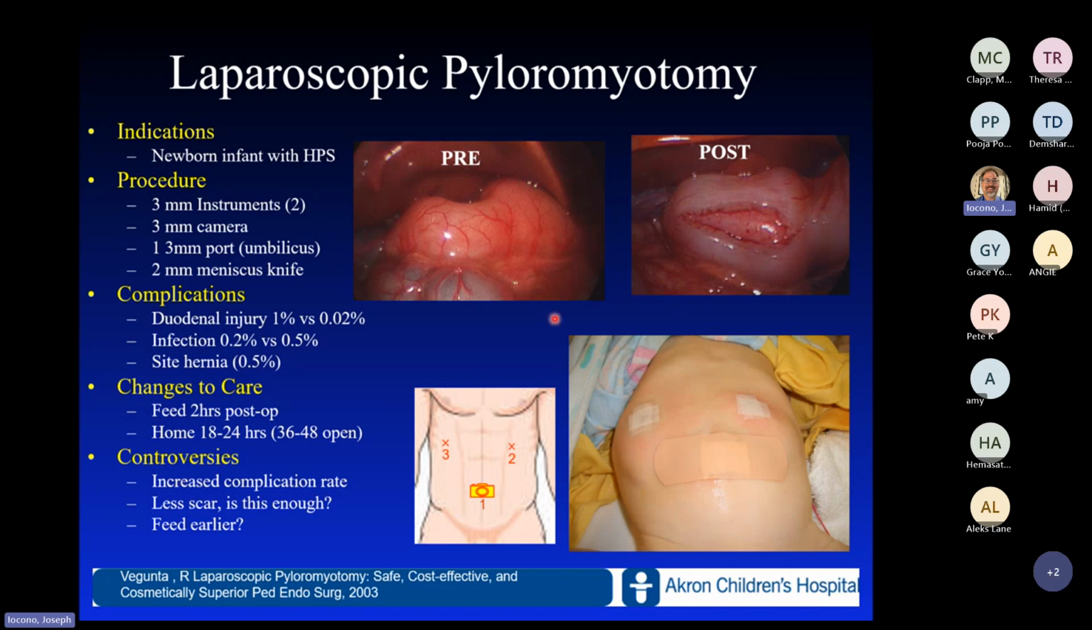Okay. Now, the other thing we learned when we started doing this with the cameras is that you can feed the kids earlier. We used to make them wait and do a bunch of feeding regimens. Now they just feed immediately. And whether you do them open or laparoscopic, they can feed early.